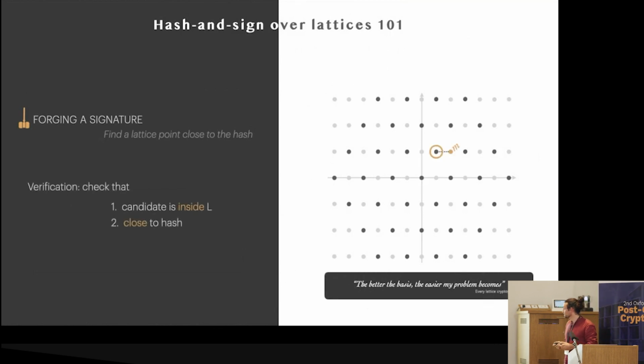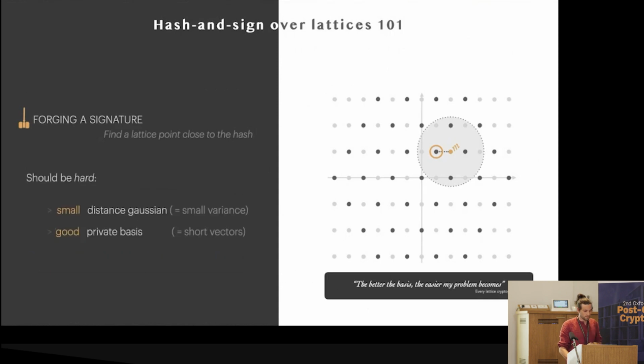So the verification I said was checking 2 points. One, that the candidate is inside the lattice. Second, that the candidate is close to a given center. So basically, if you translate that into lattice jargon, you're solving a closest vector problem instance. I give you an arbitrary point of the space, M, and I construct whatever lattice point which is close enough. Okay, so you need this problem to be difficult, because forging amounts to this.